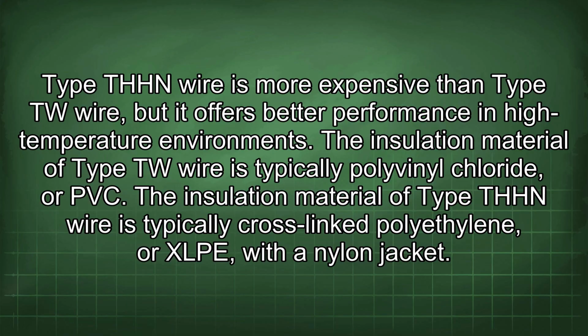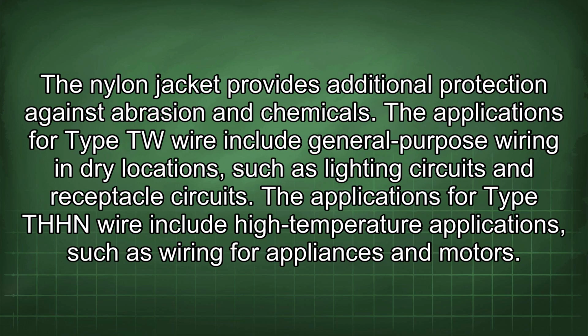The insulation material of Type THHN wire is typically cross-linked polyethylene, or XLPE, with a nylon jacket. The nylon jacket provides additional protection against abrasion and chemicals.